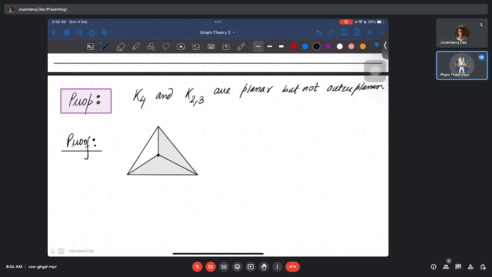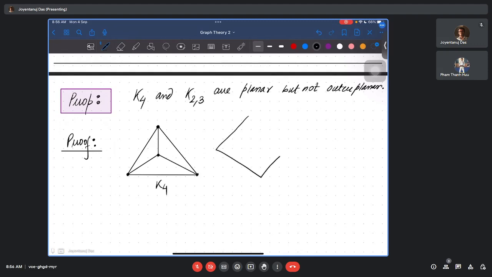There is a complete bipartite K23. So this one is K4 that we saw just now, and K23 also we can have a planar embedding. So this is my K23. In this K23, these two vertices are in one partition, and these three vertices are in the second partition. So that is the K23.